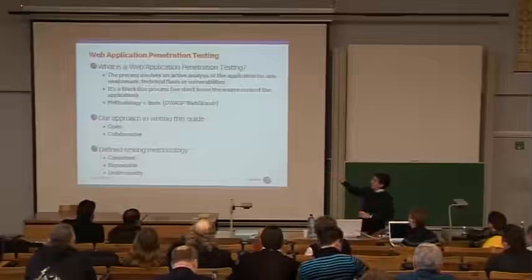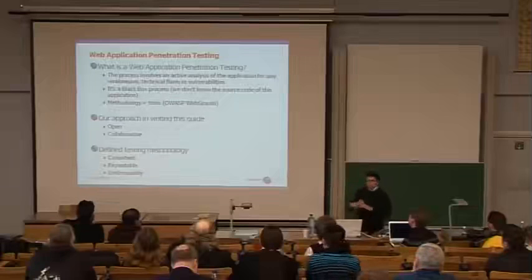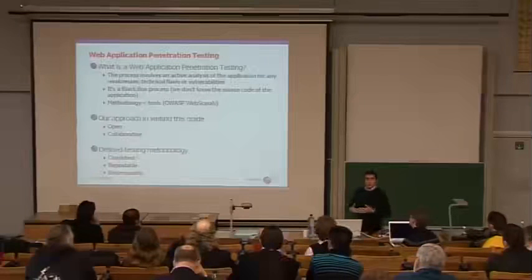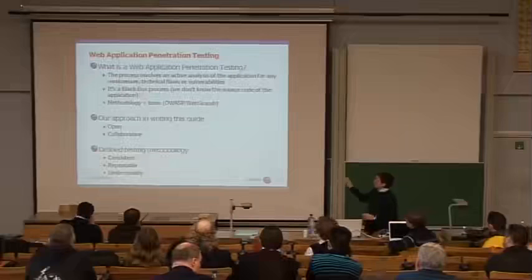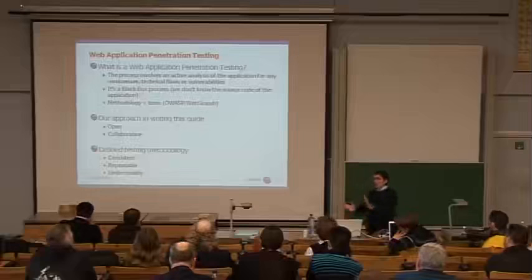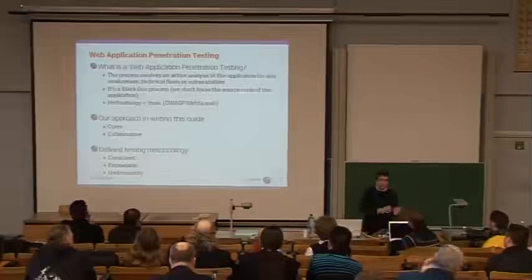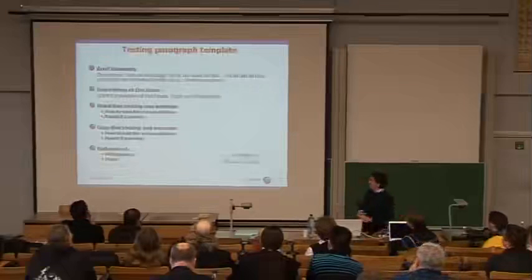Our approach in writing the guide is open and collaborative. So everyone can give his contribution, and collaborative because we decide together what to write, it's a community methodology. Then we would like to create a testing methodology that was consistent and repeatable over time. So if I test an application with this methodology, we would like to have the same results from another tester. And yeah, the quality is another target. Here, for example, a testing paragraph template.